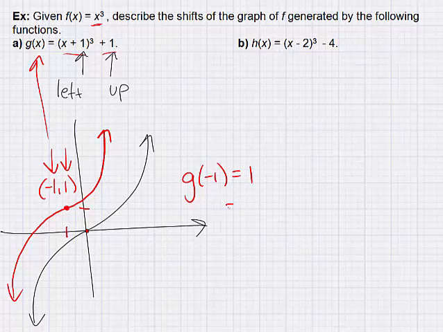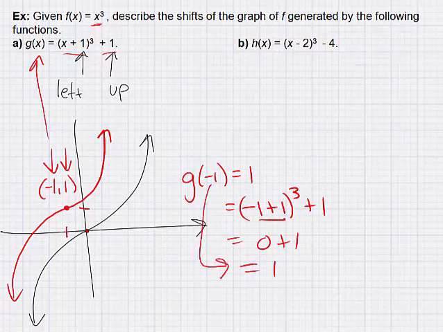Well, think about what's going to happen here. I'm going to get -1 plus 1 cubed plus 1. Well, this is going to be 0 cubed, so 0 plus 1 does give me 1. So if you look at it, it does work. -1 gives me 1. So -1, 1 is a point on my graph, and that's where my graph's going to be located.